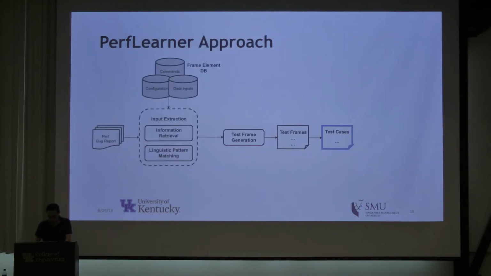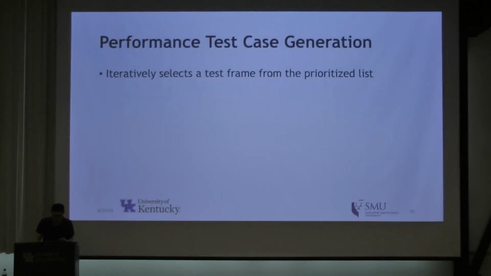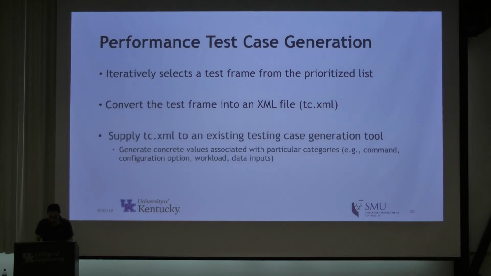And lastly, let's talk about the test cases. For test case generation, the first thing we do is iteratively select the test frames from the prioritized list generated from the previous step. Then we convert the test frames into an XML file, of which the structure is known to the underlying test case generation engine. And it is totally up to the test case generation tool to determine what concrete values should be associated with each input category.